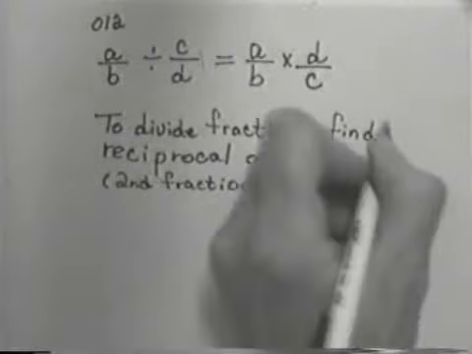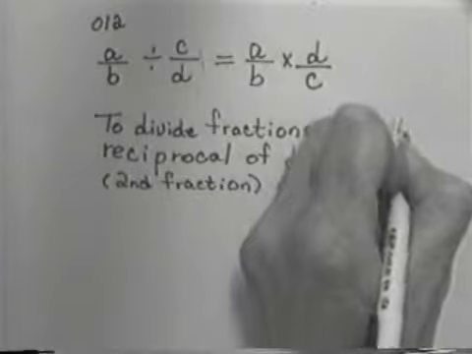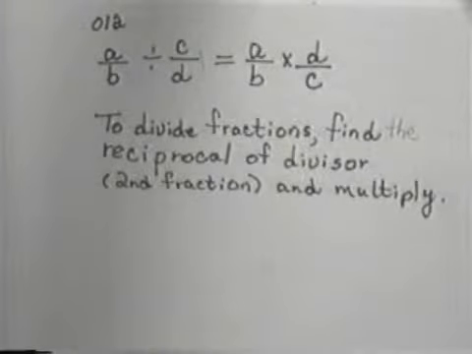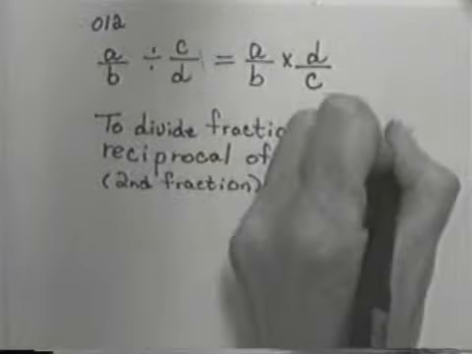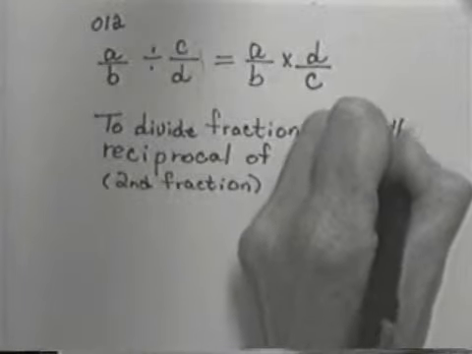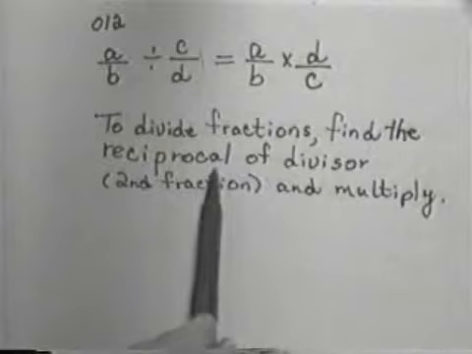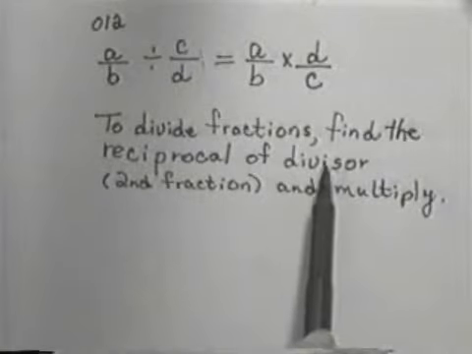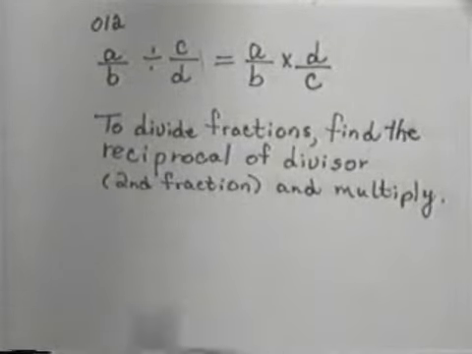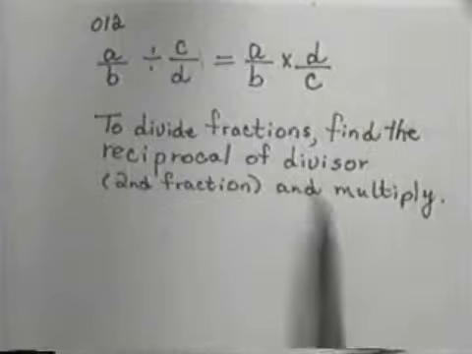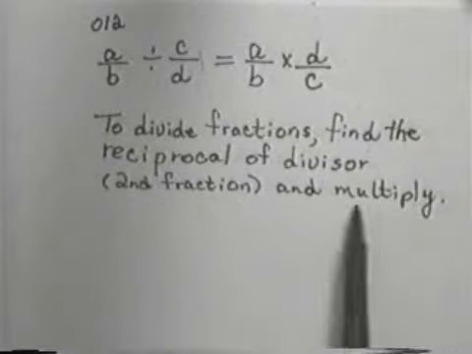So to divide fractions, find the reciprocal of the divisor, and that divisor is your second fraction. And once you find the reciprocal of your divisor, then you use your multiplication rules.